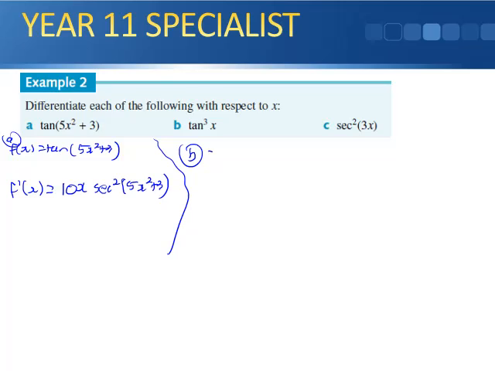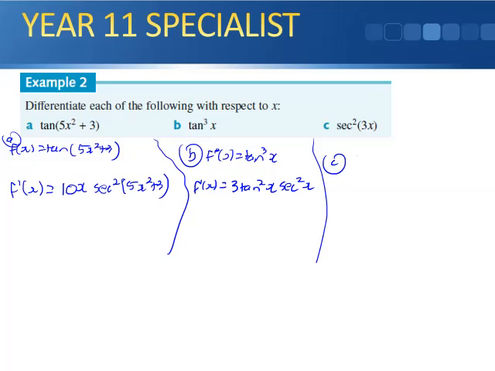Part B. Again, I'll say f of x equals tan cubed of x. Now, if you want, you can do this separate. It is up to you. Again, you don't need to. F dash of x. Now, this is the cubed, so that's just like u cubed. So if I differentiate that, I get 3u, which is tan squared x. And then I've got to differentiate my tan, which becomes my sec squared x. So there's that answer there.